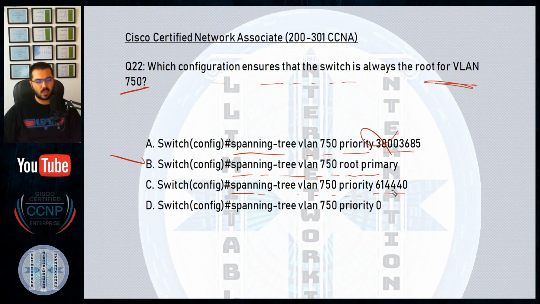This is 614,000 with a 0. There is no such numerical value. The maximum is, if it was in multiples, yeah, it will be with two 4s in the middle, not three 4s, please. You're using an extra 4 here. D, spanning-tree VLAN 75 priority 0.